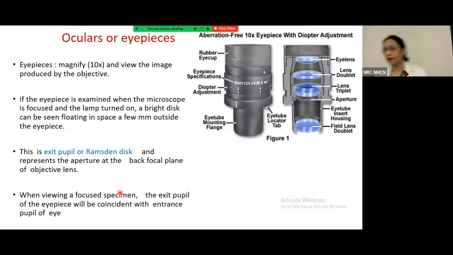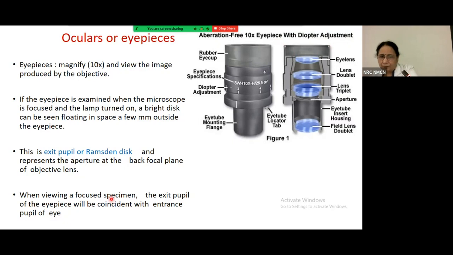Then coming to the ocular or eyepieces. These further magnify the image produced by the objective 10 times because these are 10x lenses. If the eyepiece is examined when the microscope is focused and the lamp is turned on, we can see a bright disc floating in the space a few millimeters outside the eyepiece. This is called the exit pupil or Ramsden's disc. I will talk about it later in the image forming pathway.